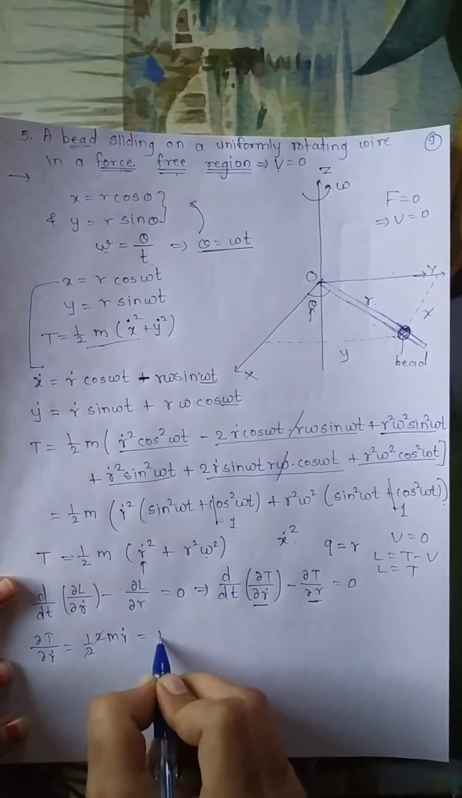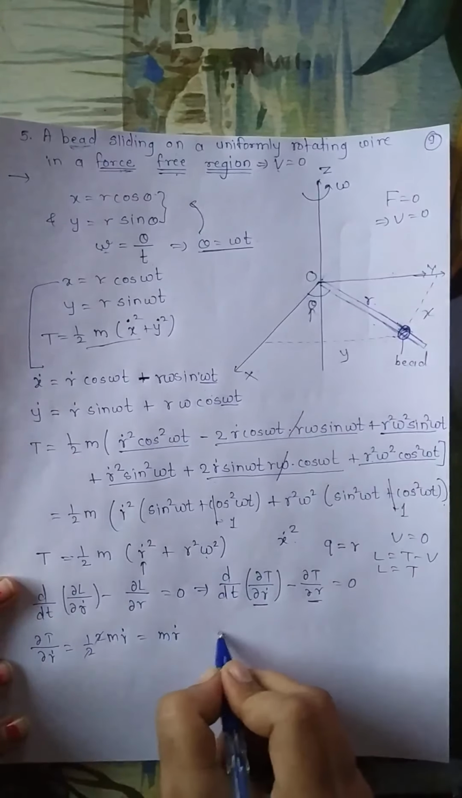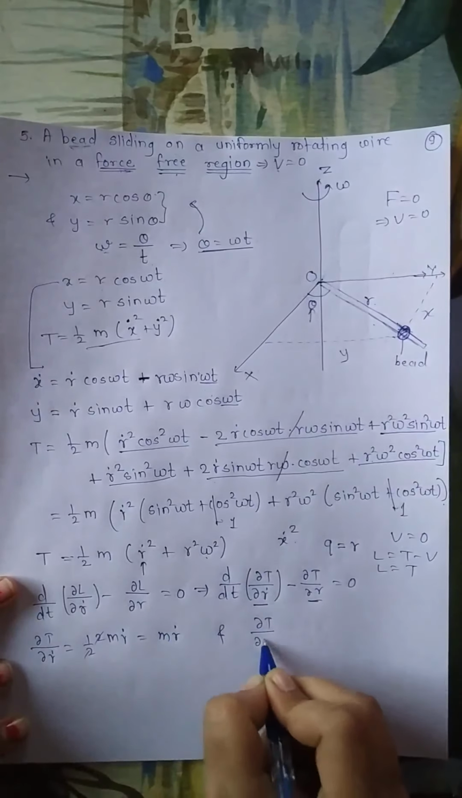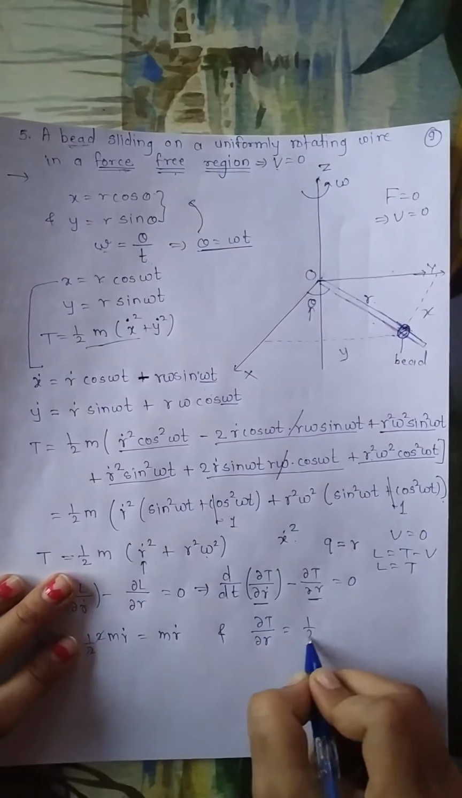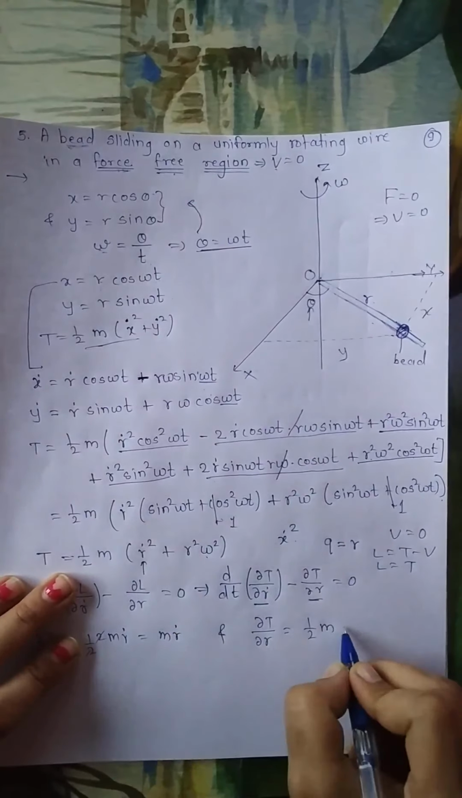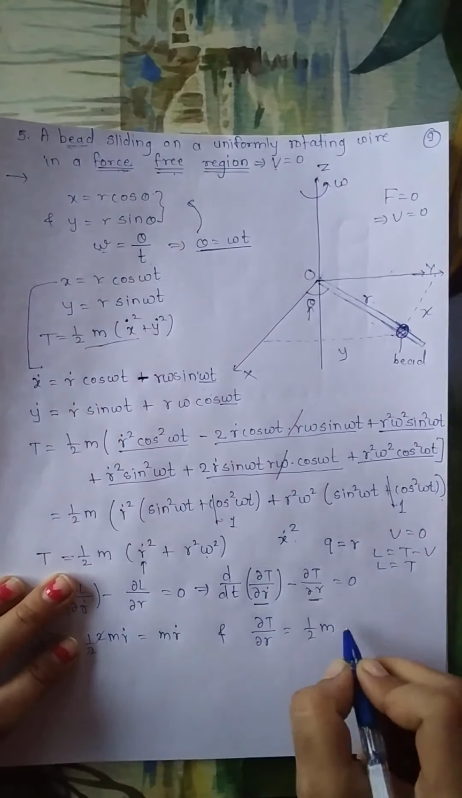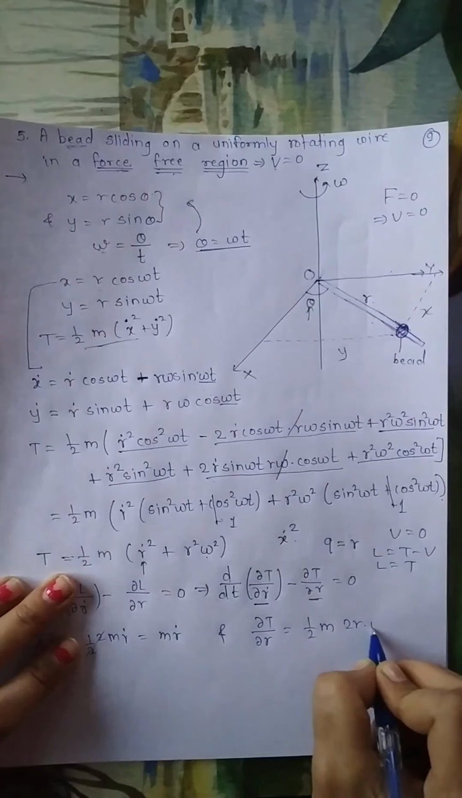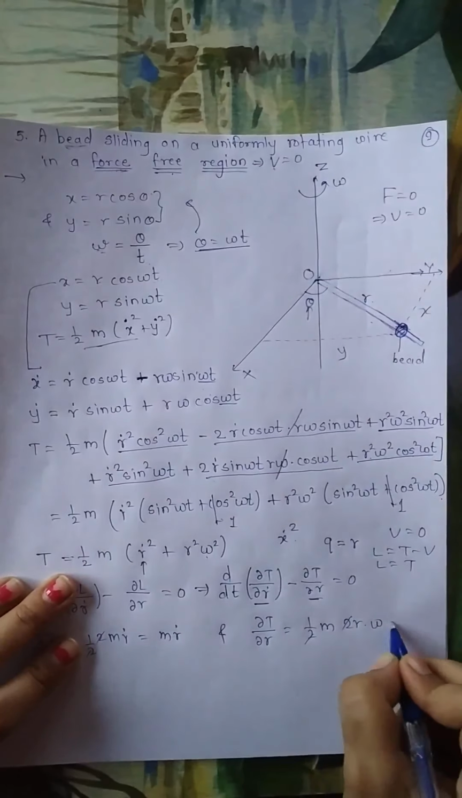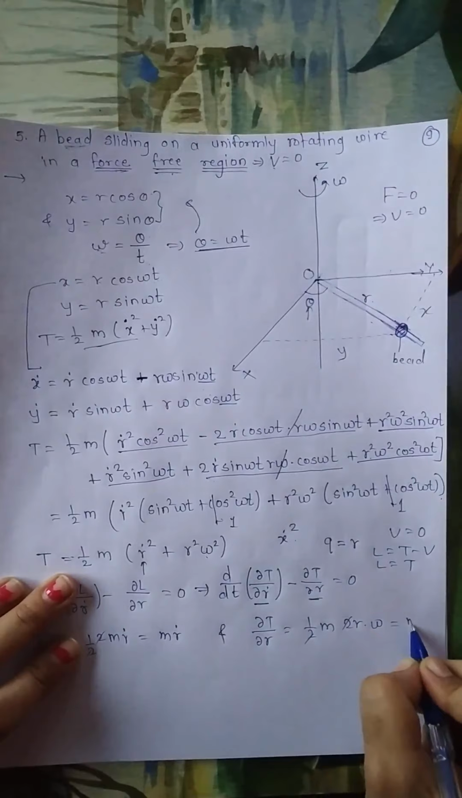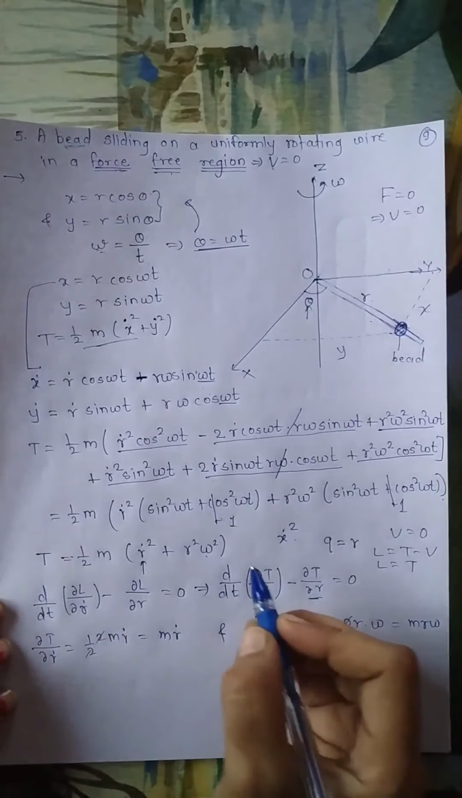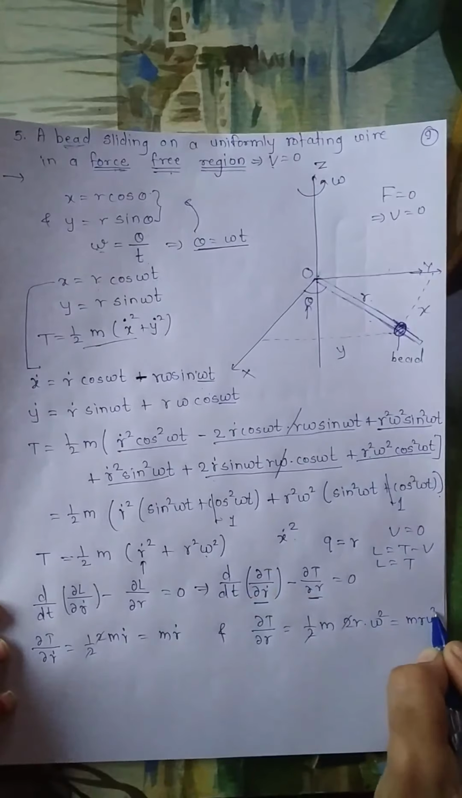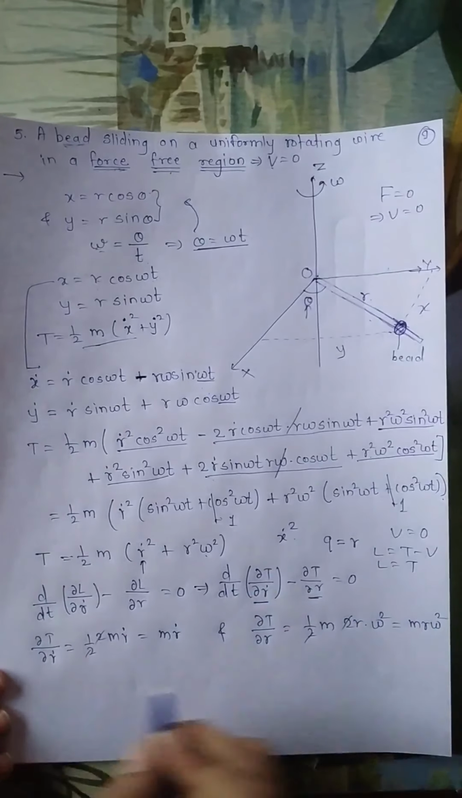Dou T upon dou r dot will be, the derivative of this will be 1 by 2 into 2 m r dot, and for the other term it is 0. So this derivative is m r dot. And dou T upon dou r will be half m, the derivative of r square is 2r, into omega square. So the 2 gets cancelled. We get m r omega square. Sorry, omega square is there, it was my mistake. Make this correction.